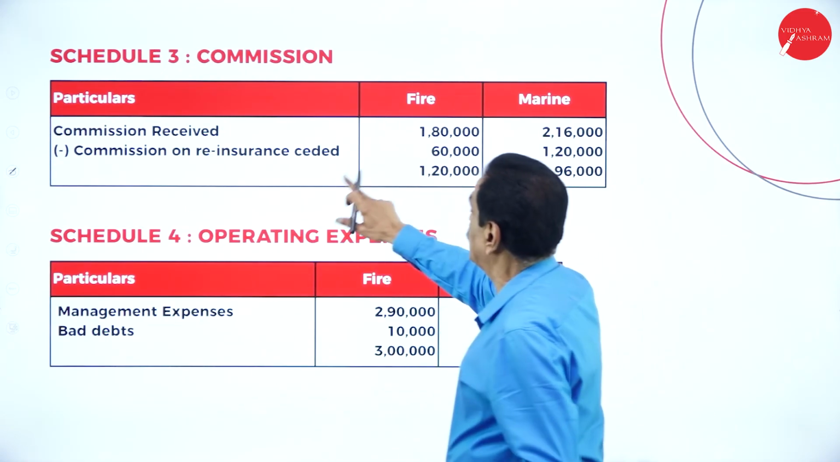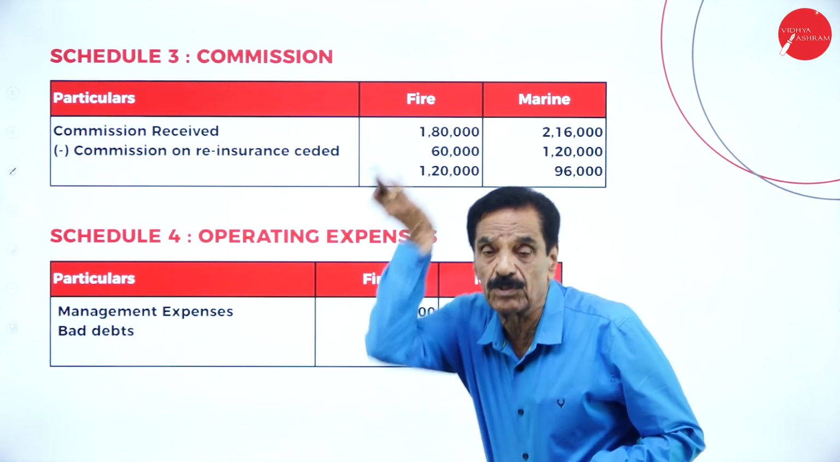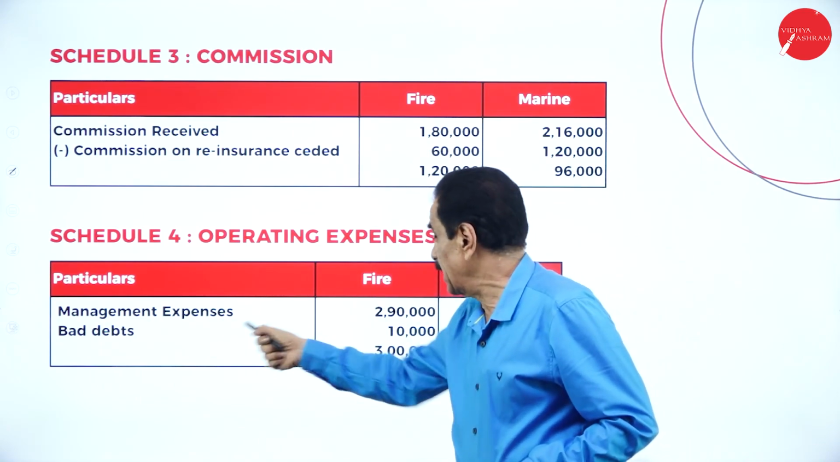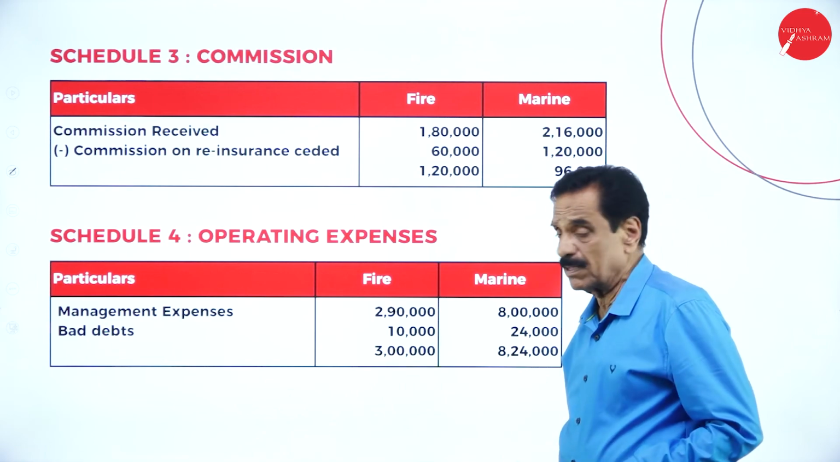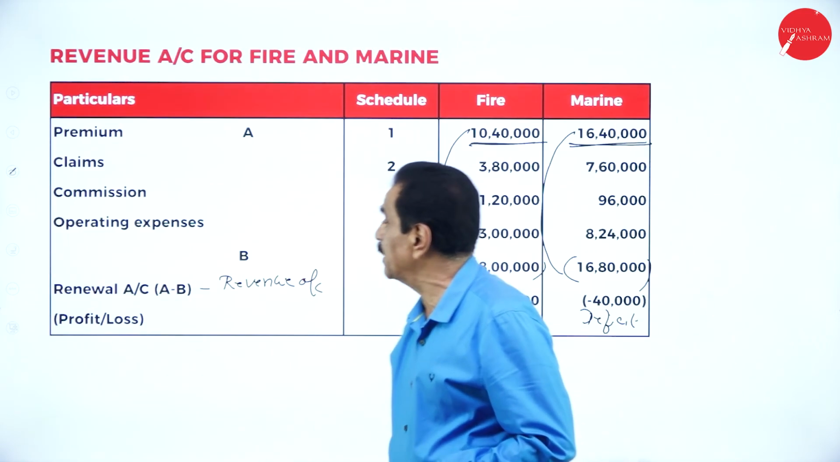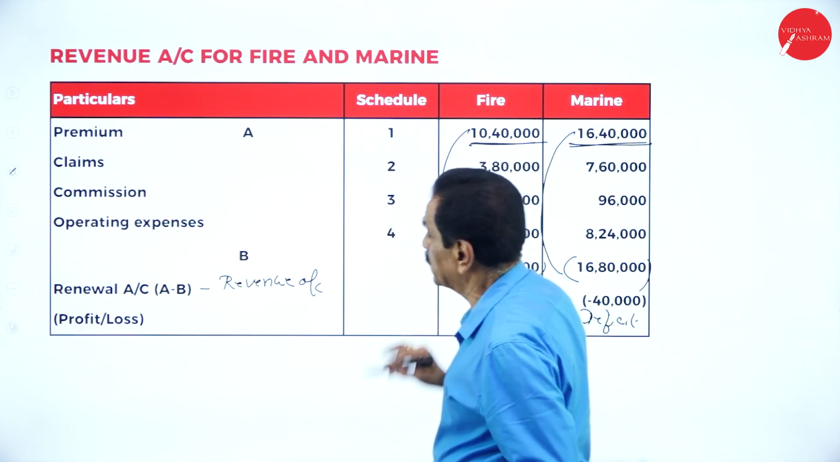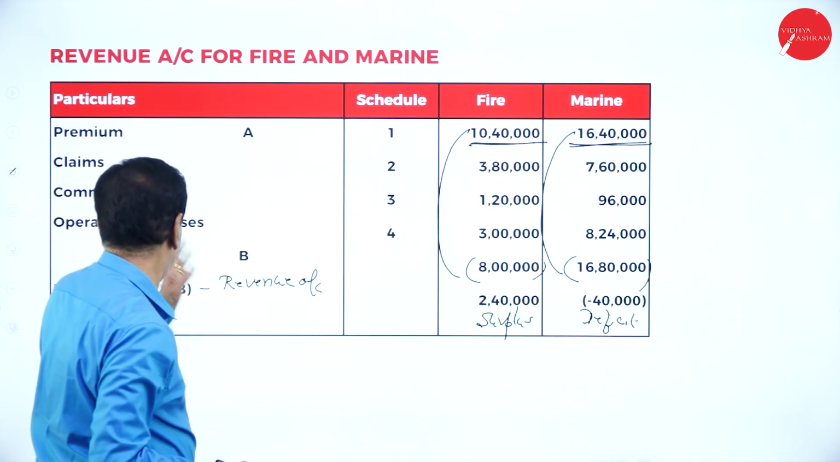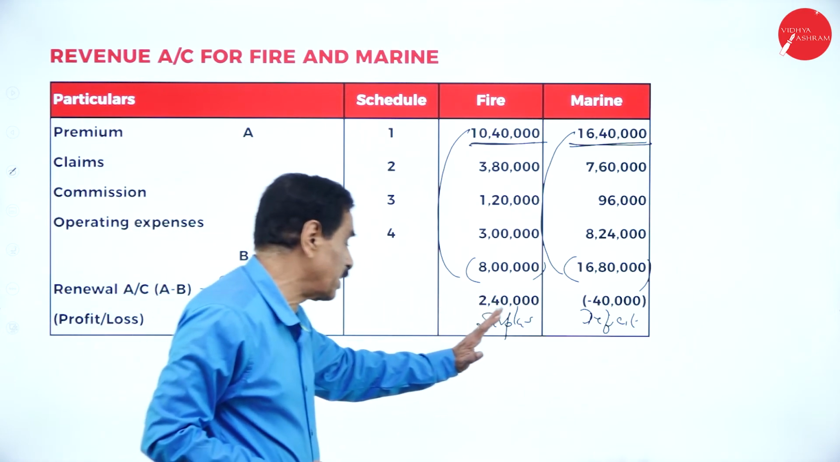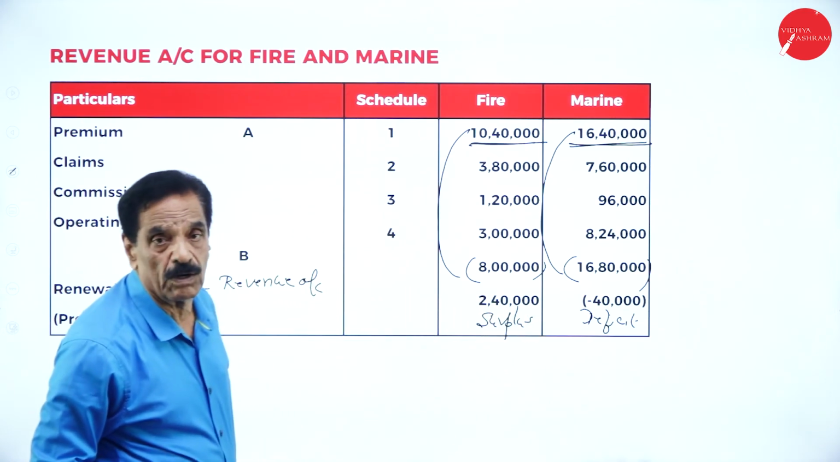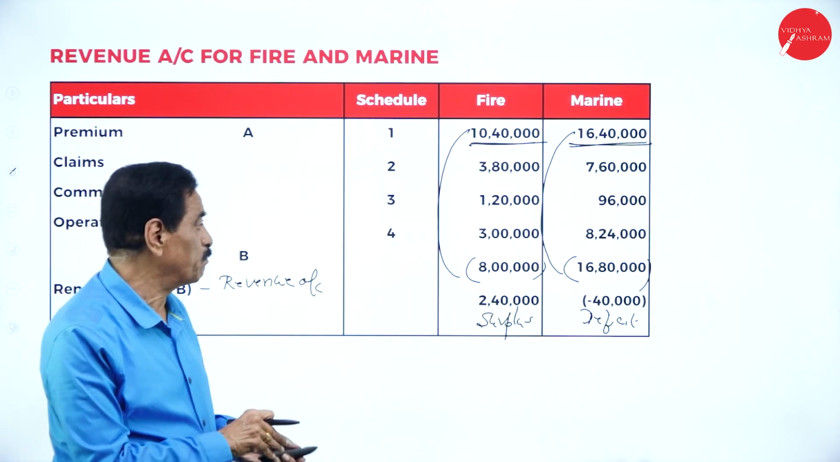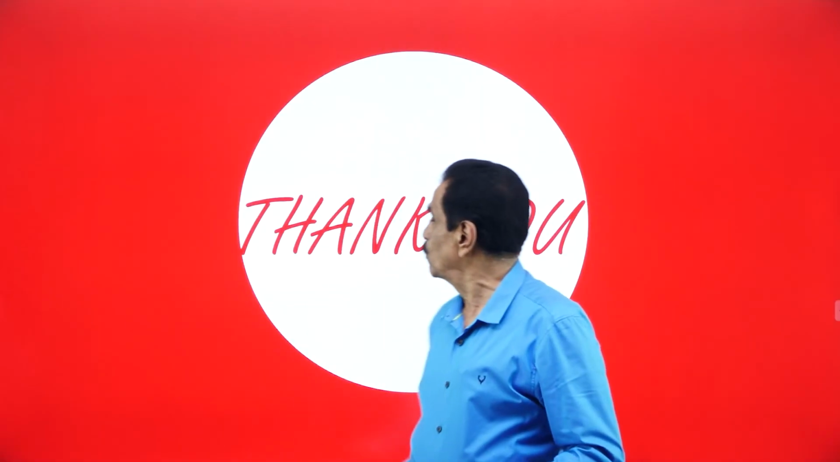Commission ceded should be deducted, accepted should be added. Then management expenses and bad debt, if there is a deficit they should be taken. Put it forward. Premium is income. Claims is an expenditure. Commission is expenditure. Operating expense is expenditure. Surplus is 2,40,000. Deficit is 40,000. Hope you have followed.